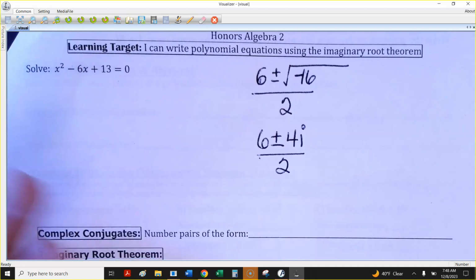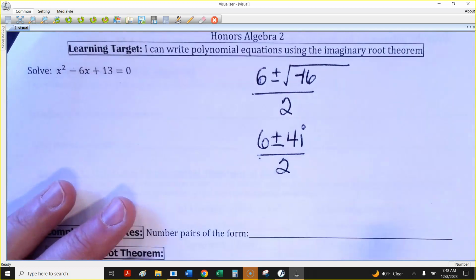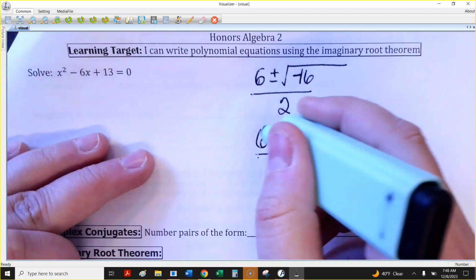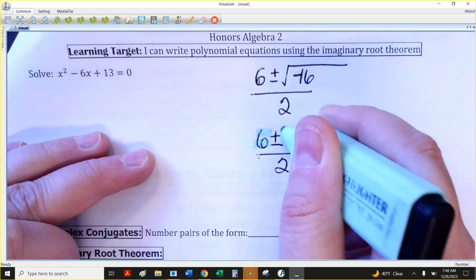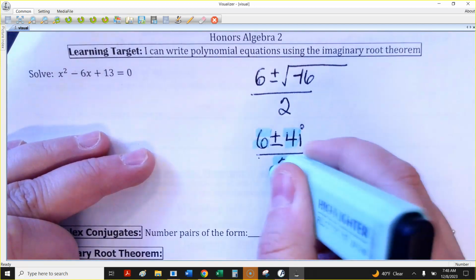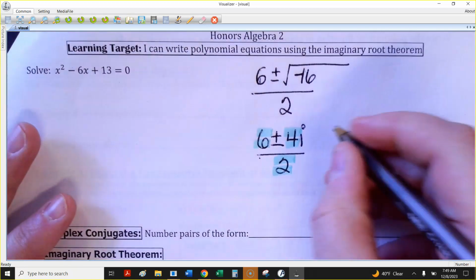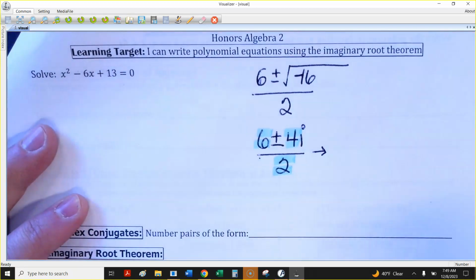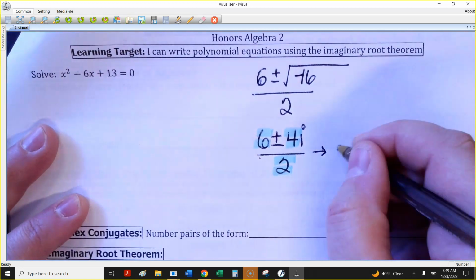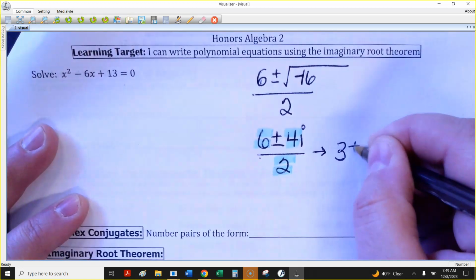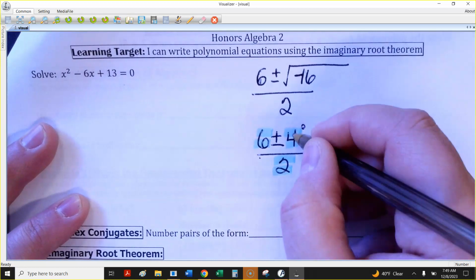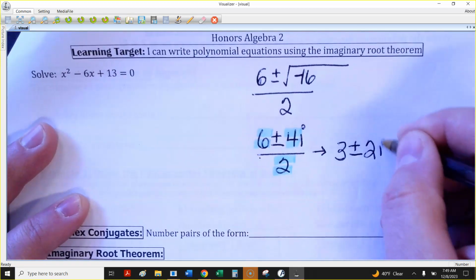You can always reduce stuff as long as it has to be all 3. It has to be the 6, this 4, don't worry about the i, and the 2. As long as those are all divisible, which they are by the same number, this is all divisible by 2, you are actually allowed to divide that. So 6 divided by 2 is 3. You'd keep the plus or minus symbol in between. And then 4 divided by 2 is 2, so that would be 2i.